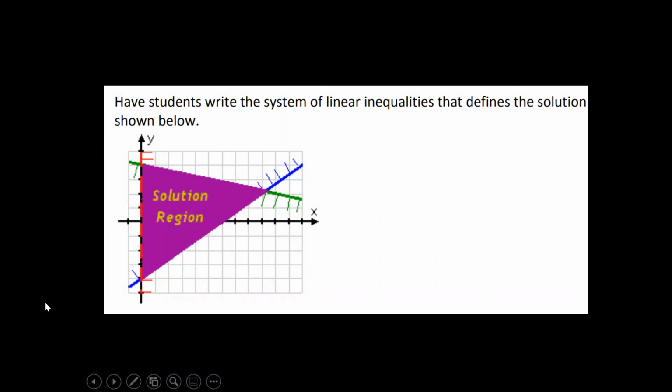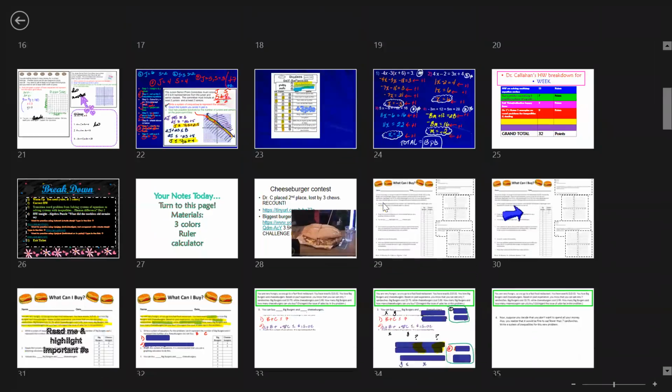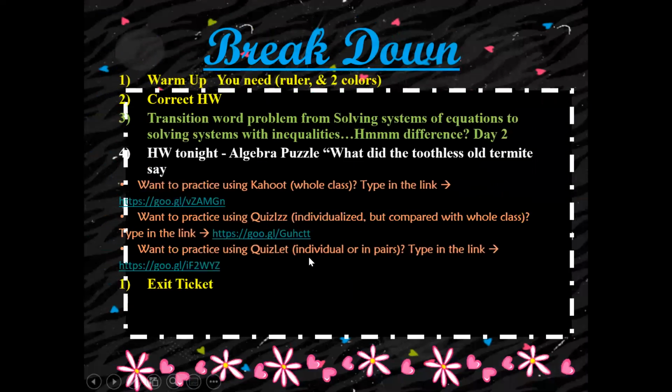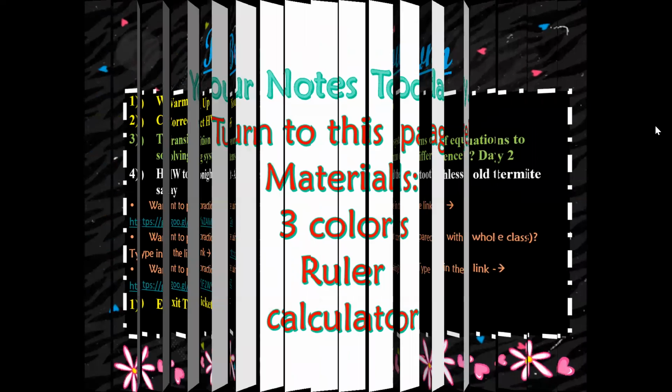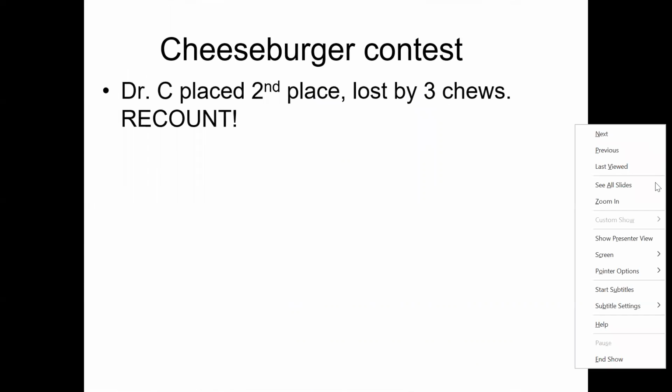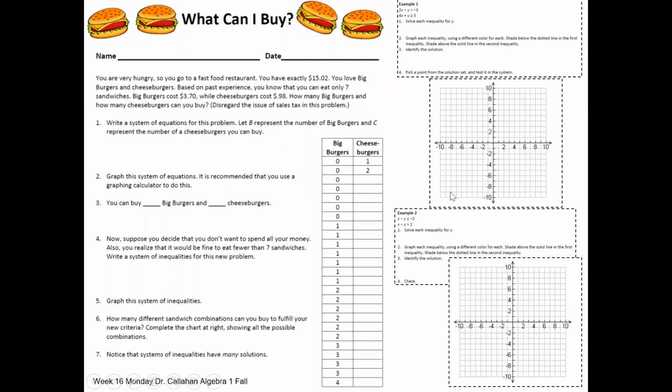And then last time when I saw you guys, we learned how to graph lines and shade regions where the colors are overlapping each other. Today, I'm going to continue on with that. And so with that said, let's just go ahead and get started. This is the breakdown of today's stuff. We're going to go ahead and translate word problems from solving systems of equations to solving systems with inequalities. So go ahead and turn to this page on week 12 Friday. You should have this in front of you.